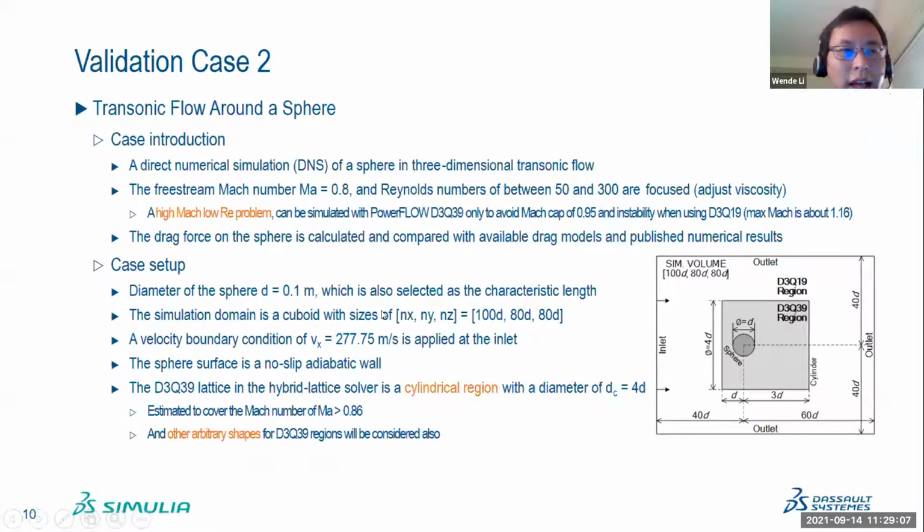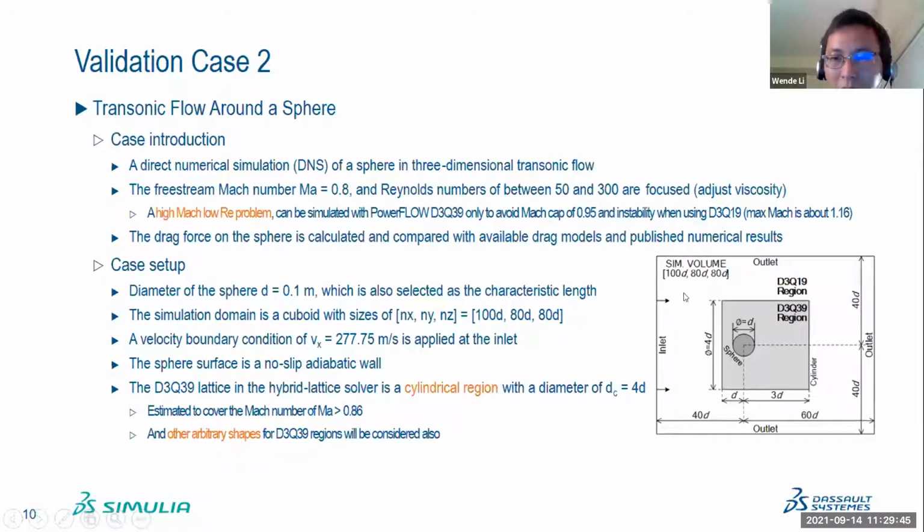And the next validation case is transonic flow around a sphere. This is a DNS case with a high Mach number and relatively low Reynolds number, from 50 to 300. By adjusting the viscosity, we capture this with the same velocity. Previously, since this is a high Mach number problem, we could only use the D3Q39 lattice to avoid the Mach cap and the instability when using the D3Q19 lattice, because the Mach number is about 1. The maximum Mach number is about 1.6.